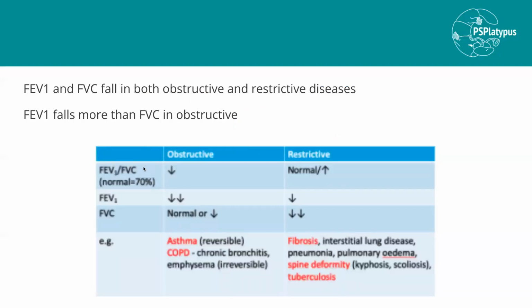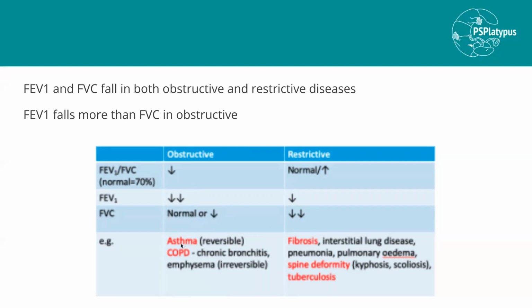So, the ratios. This is a summary table. In obstructive, the ratio decreases. In restrictive, it's normal, or it may even increase. And you can go through these values, but they're fairly intuitive. Your FEV1 is decreased substantially in obstructive. There shouldn't be too much of an issue with your FVC. But what's important in this table, at the bottom, are the examples of the actual conditions or pathologies that can present as obstructive pictures or restrictive pictures.